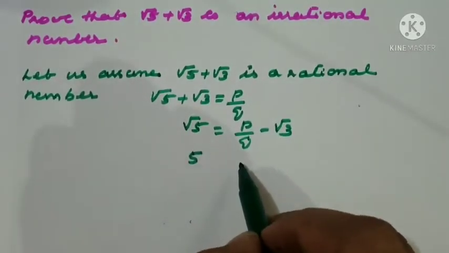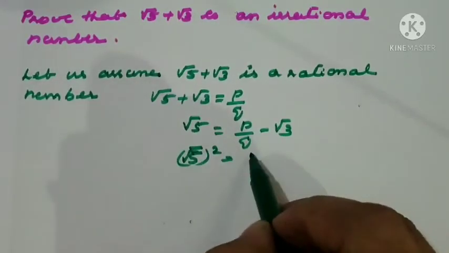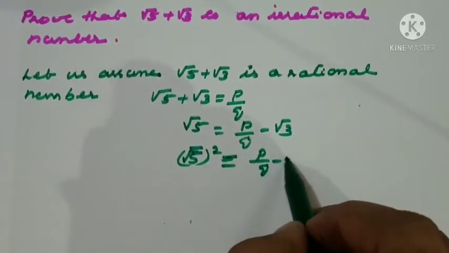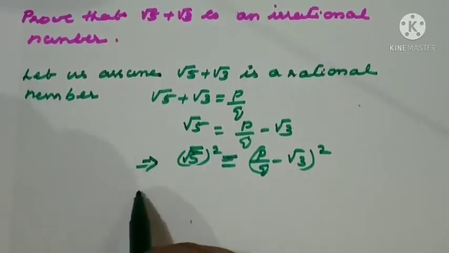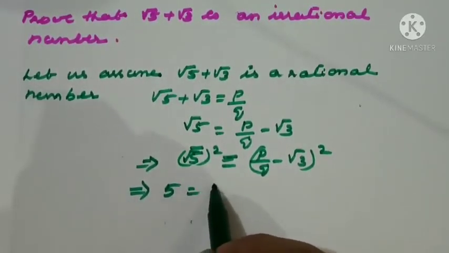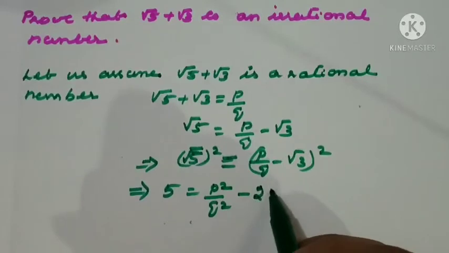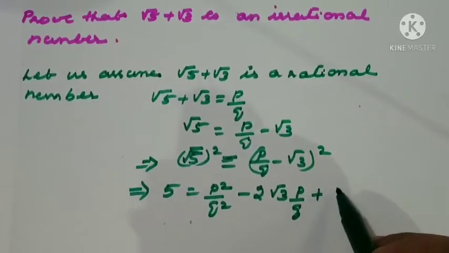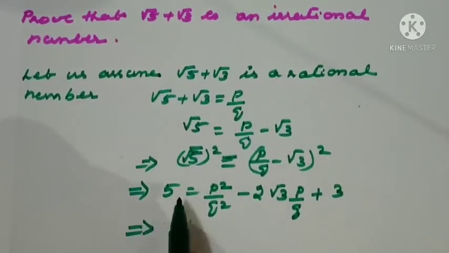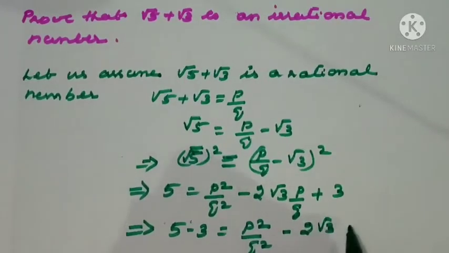So squaring on both sides, root 5 squared equals (p by q minus root 3) whole squared. This implies 5 equals p squared by q squared minus 2 root 3 p by q plus 3. Now 5 minus 3 equals p squared by q squared minus 2 root 3 p by q.